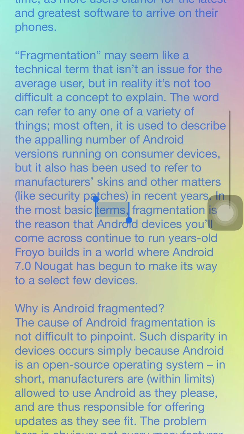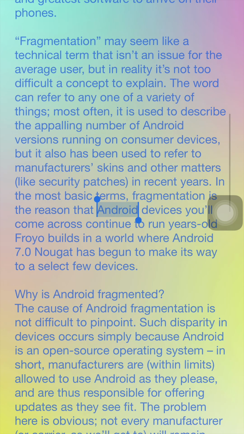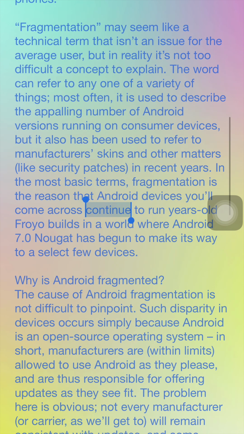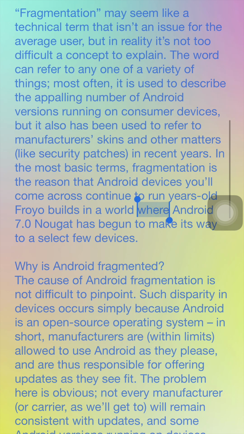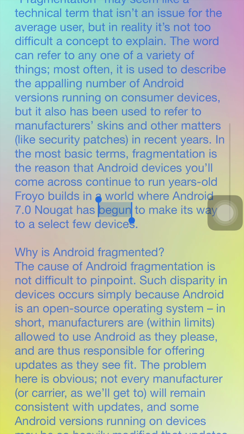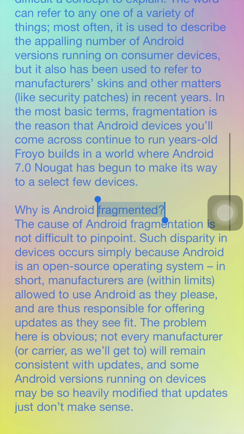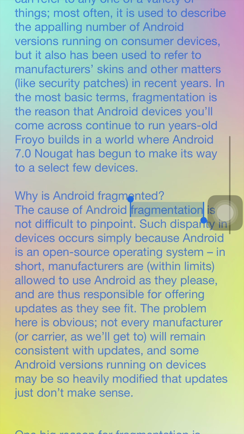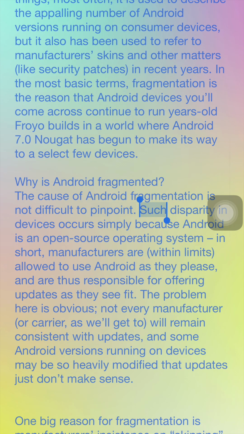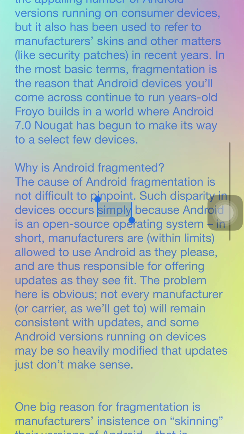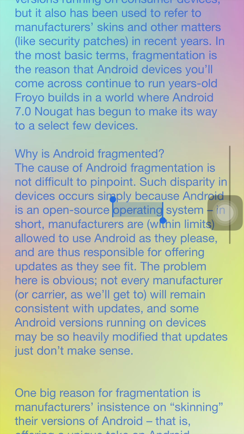In the most basic terms, fragmentation is the reason that Android devices you'll come across continue to run years-old Froyo builds in a world where Android 7.0 Nougat has begun to make its way to a select few devices. Why is Android fragmented? The cause of Android fragmentation is not difficult to pinpoint. Such disparity in devices occurs simply because Android is an open-source operating system.